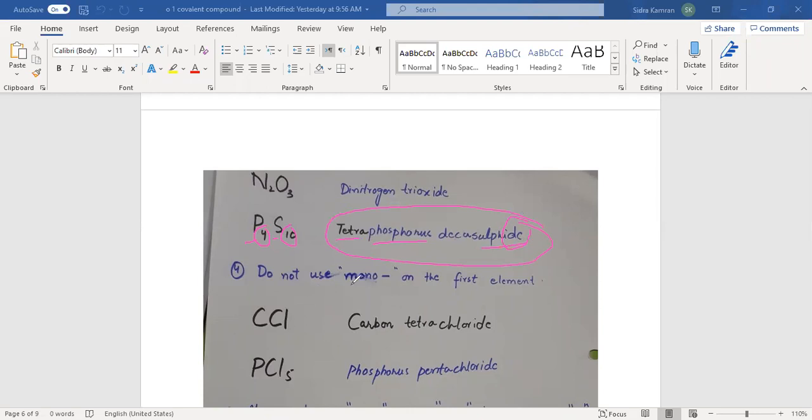Another rule: do not use mono on the first element. Remember this, if the first element is just one atom, there is no need to write mono with the first atom. Here you can see carbon, and the chlorine is 4. For the first atom, no need to use a prefix if it's 1. So no need to use mono here, it's wrong. So name it as carbon, with 4 atoms of chlorine. So carbon tetrachloride is the name. Next, here you can see the first atom is phosphorus, so no need to use mono. It's phosphorus pentachloride. 5 has the prefix penta, so pentachloride.